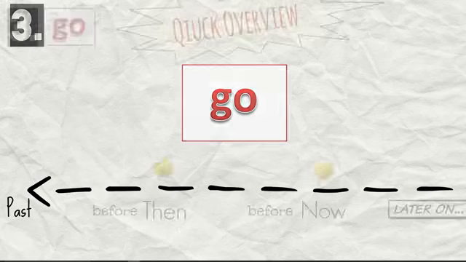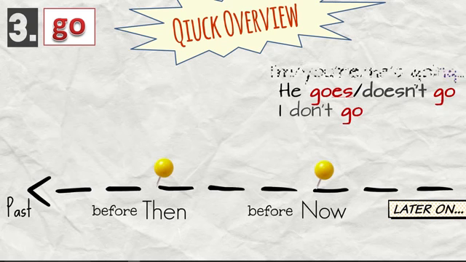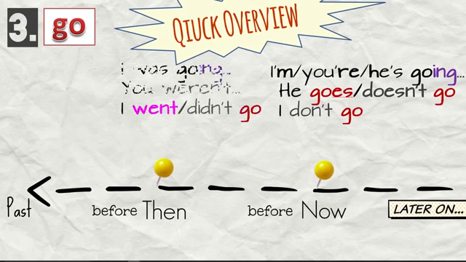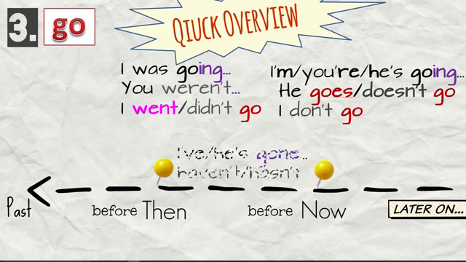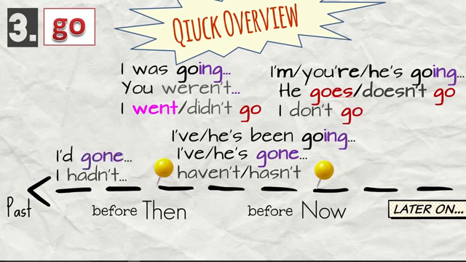Go. Quick overview. He goes. I go. Or he doesn't go. I don't go. I'm going. You're going. He's going. I went. Or I didn't go. I was going. You were going. Or you weren't going. I've gone. He's gone. I've been going. He's been going. I'd gone. I'd been going.